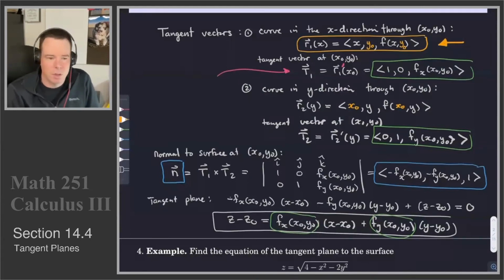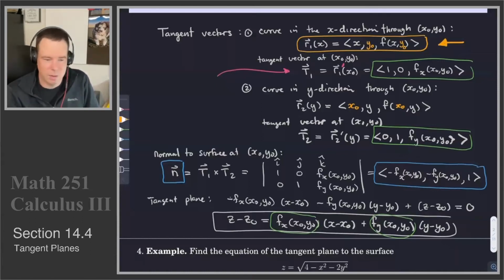The y value is a constant, the y value of the point that we're passing through. And the z value depends on the x and y values so that it actually lives on the curve. That's why we're using the z component as f of x, y naught, so it actually lives on the curve itself. And that's how we got that one.